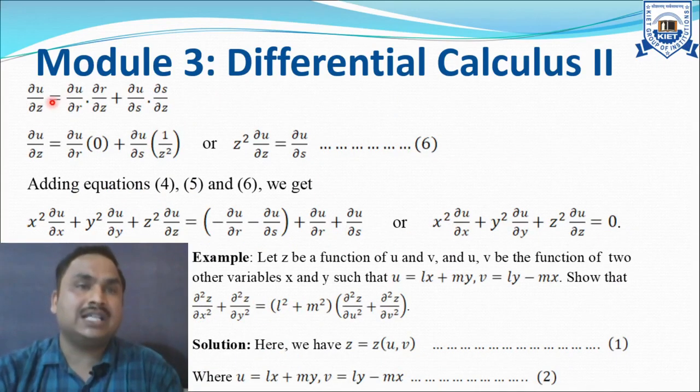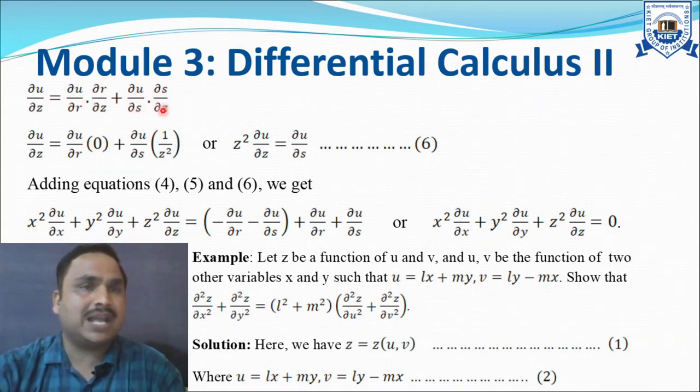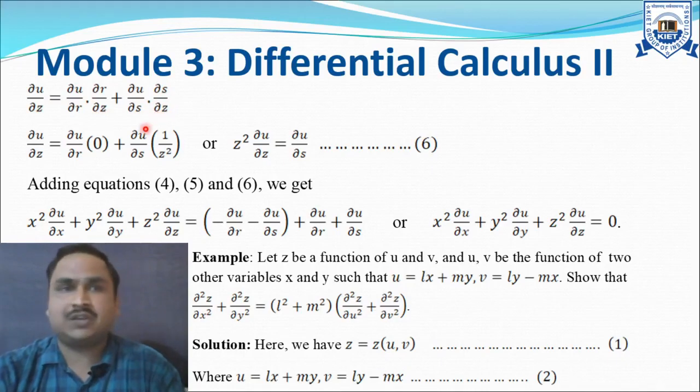Similarly, del u by del z will be given by del u by del r into del r by del z plus del u by del s into del s by del z. Putting the values of the partial derivatives of r and s with respect to z, we get del u by del z equals del u by del r into 0 plus del u by del s into 1 over z square.